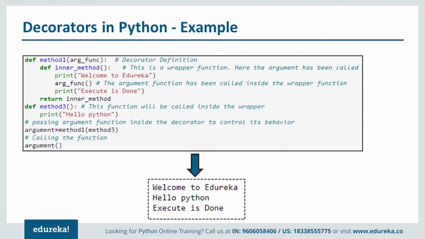Once this is executed, you will see the end result: welcome to Edureka, then hello Python is executed, and then execute is done. So with this you will see these 3 different outputs executed together, and you will get a series of details about this. So this is how decorators are used and implemented in the Python programming language.